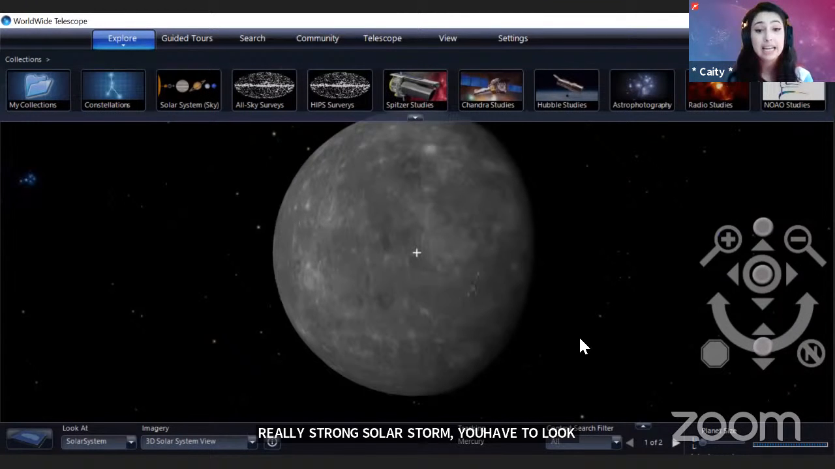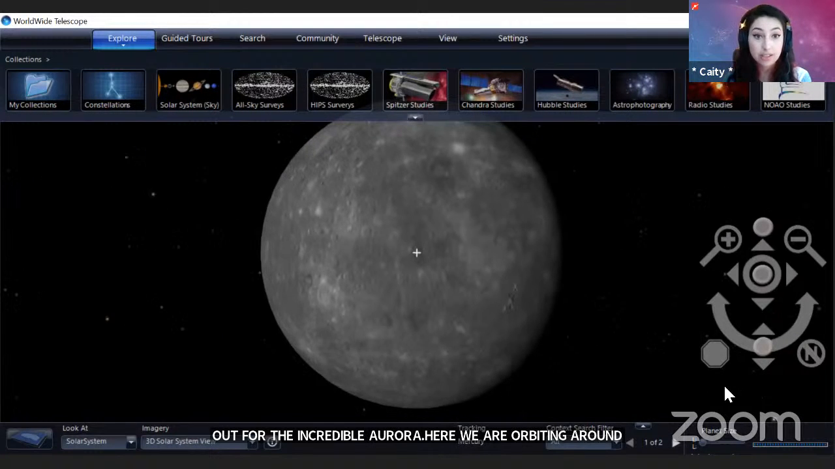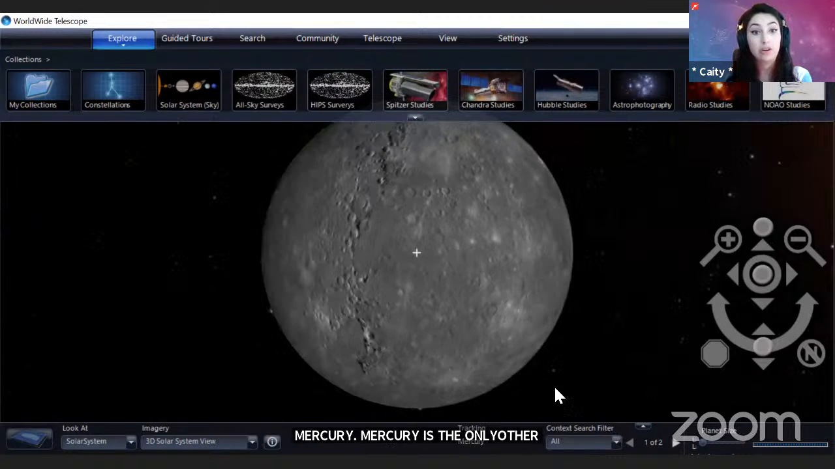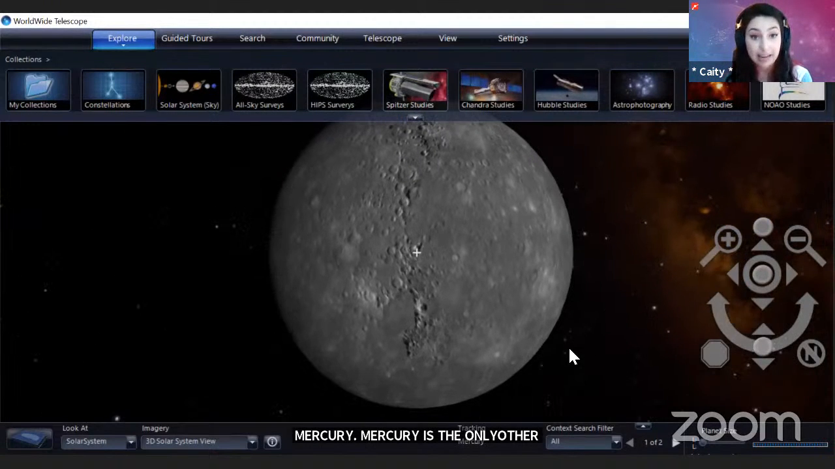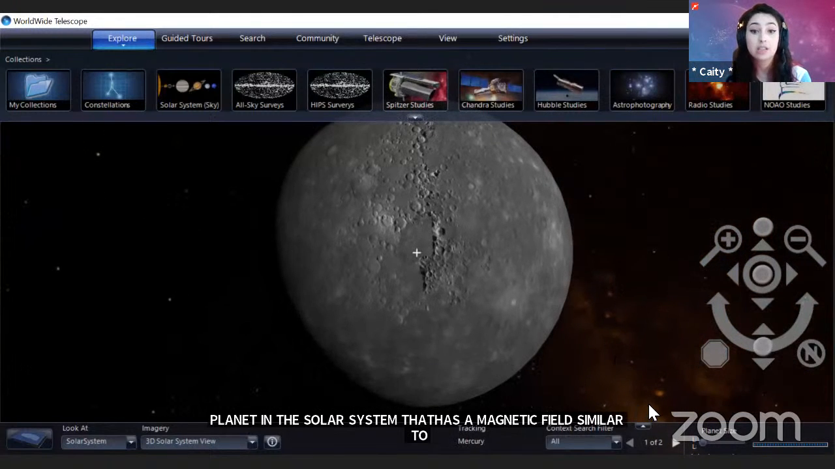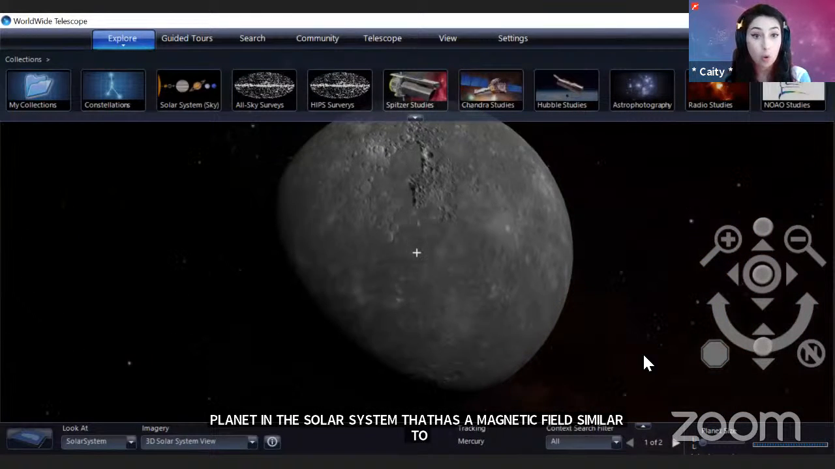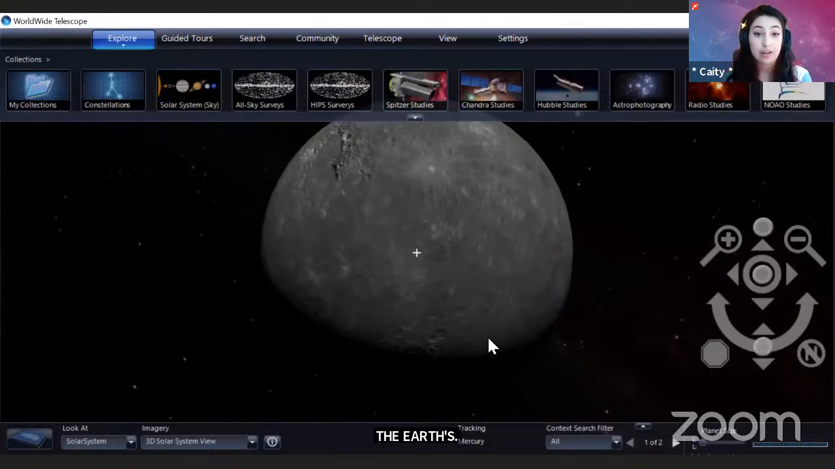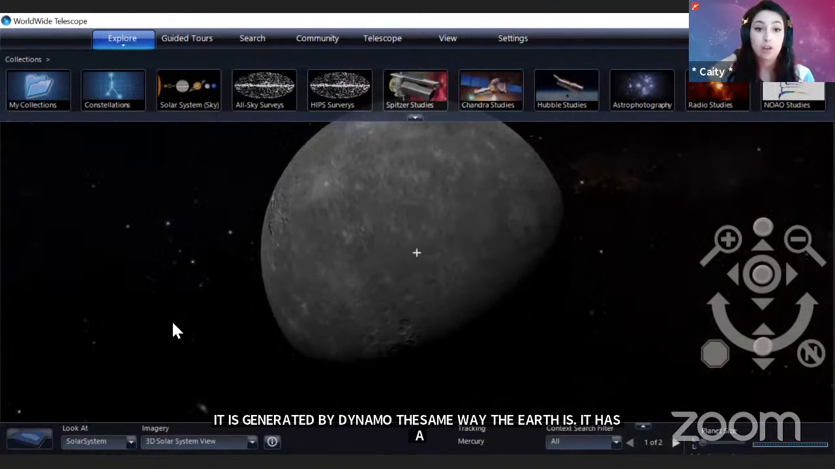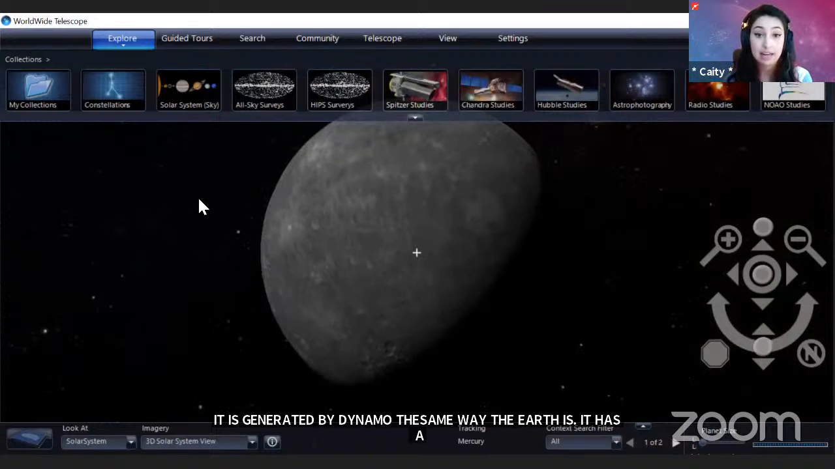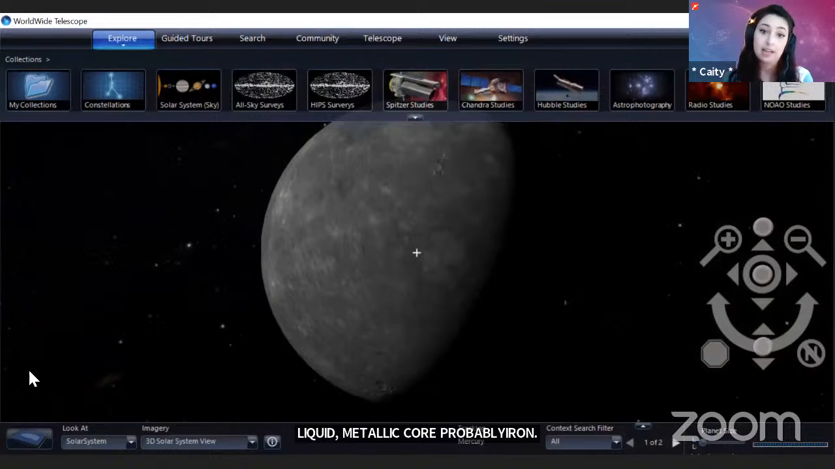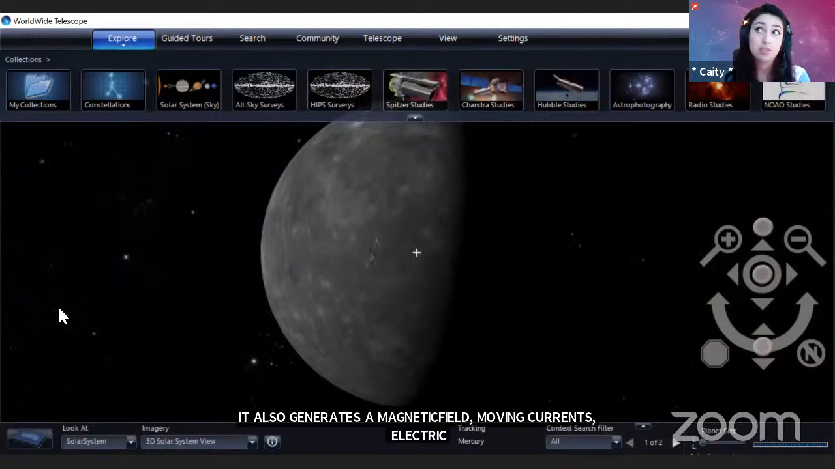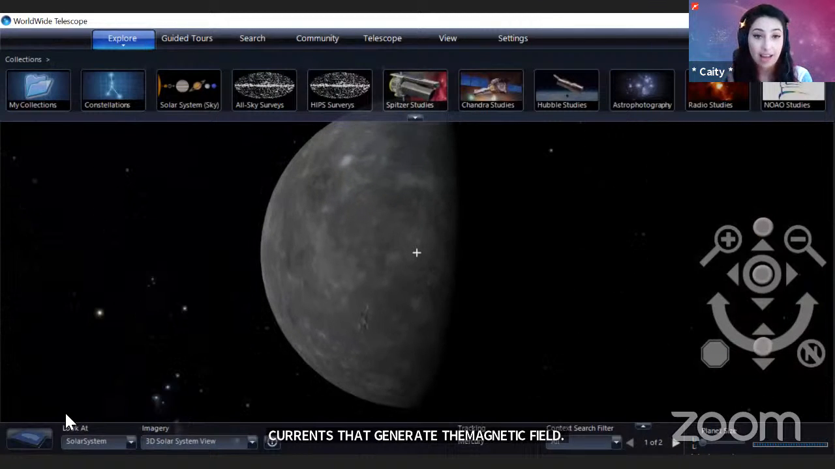Now, Mercury is the only other planet in the solar system that has a magnetic field similar to the Earth's. It is generated by a dynamo in the same way that the Earth's is. So it has a liquid metallic core, probably iron, and so it also generates a magnetic field. Again, it's the moving electric currents that generate the magnetic field. But Mercury's magnetic field is not nearly as strong as the Earth's. It's only about 1% as strong as the Earth's.